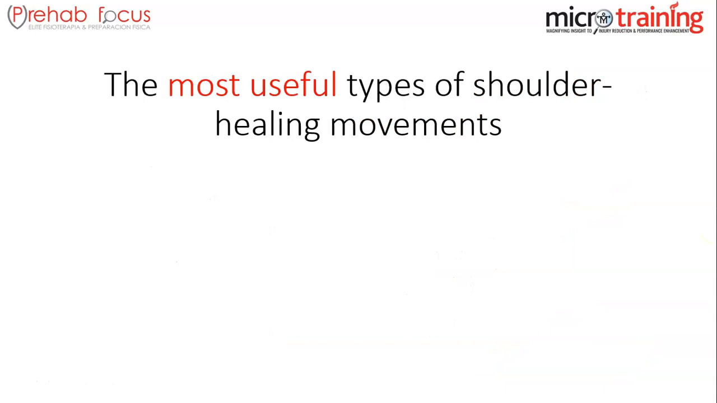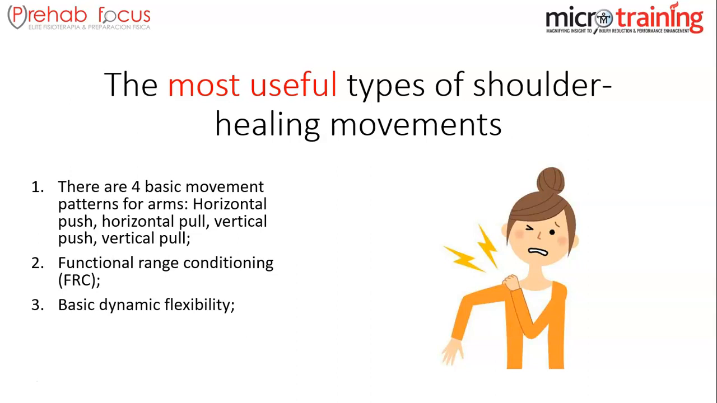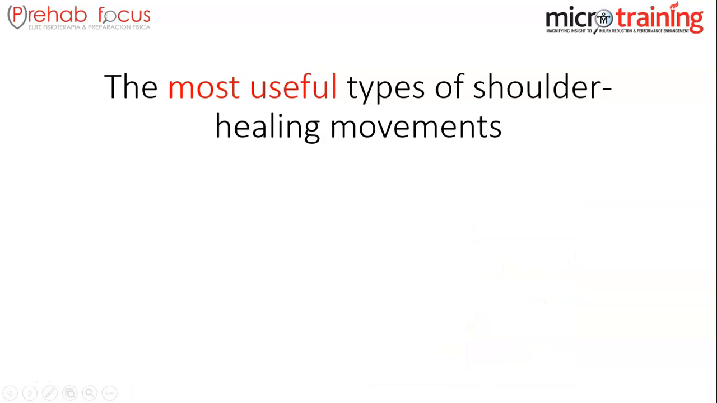The most useful types of shoulder healing movements. Number 1, there are 4 basic movement patterns for arms: horizontal push, horizontal pull, vertical push, and vertical pull. Number 2, functional range conditioning. We'll be talking about this very interesting philosophy a little bit later. Number 3, basic dynamic flexibility. Number 4, external and internal rotation. And number 5, perturbation stability. Now let's start explaining each one.